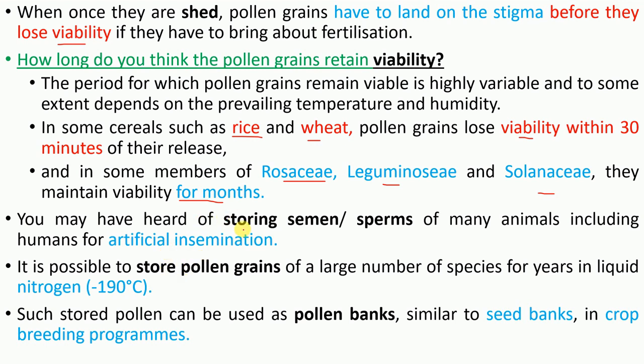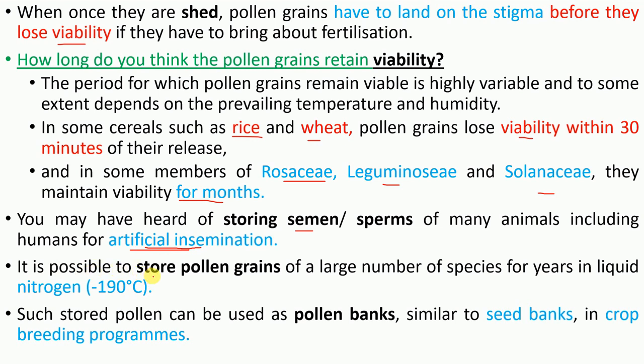You may have heard about storing of sperm cells or semen in the case of artificial insemination. Now what is artificial insemination? Artificially, sperm is inserted inside a female reproductive tract, so it is known as artificial insemination. We will look at this in chapter number 8.